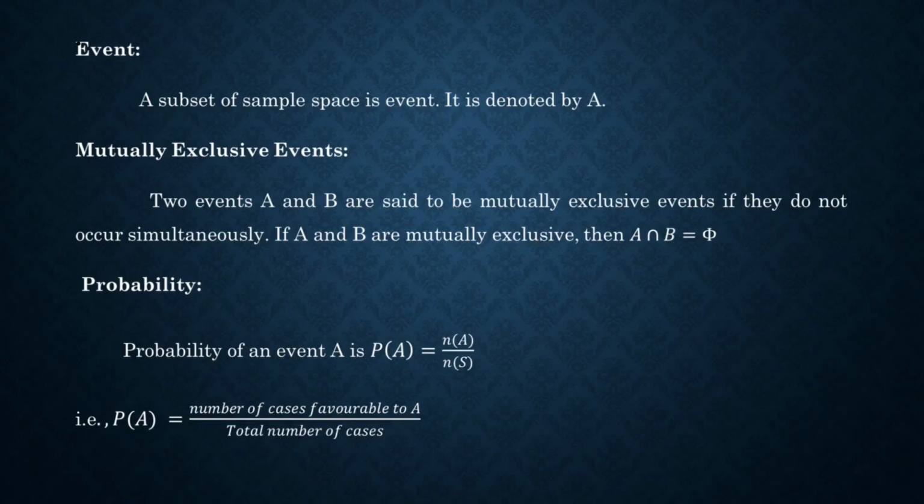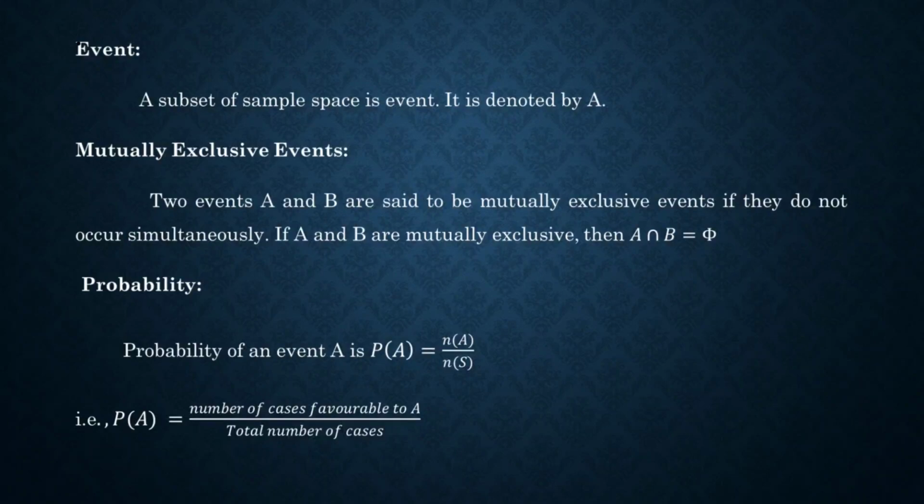Event. A subset of a sample space is called event. It is denoted by A. Mutually exclusive events. Two events A and B are said to be mutually exclusive if they do not occur simultaneously. That is, A intersection B is empty.